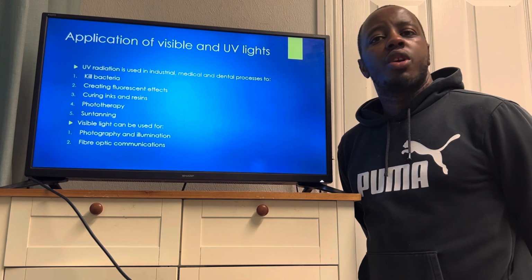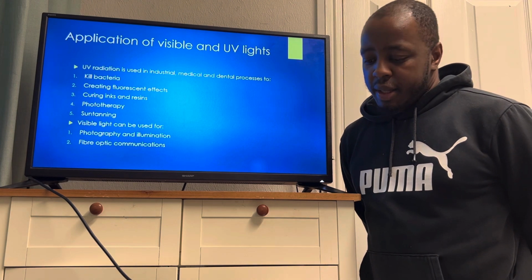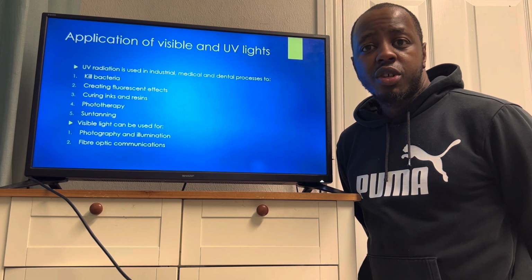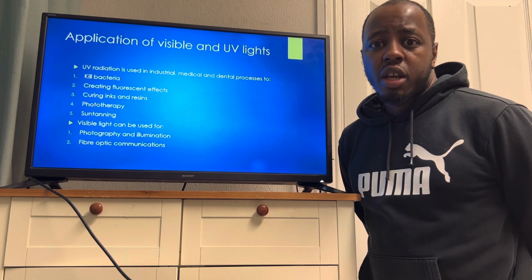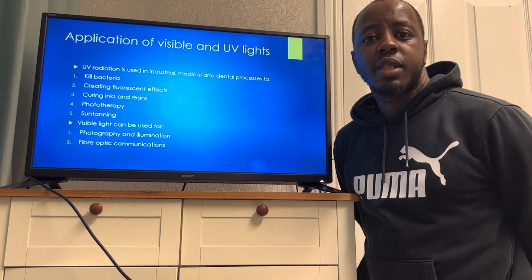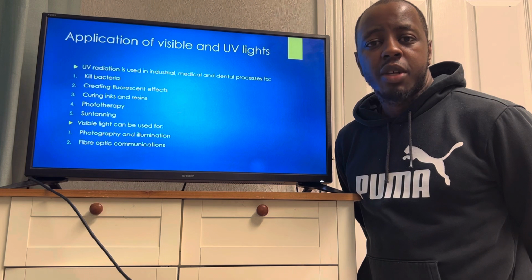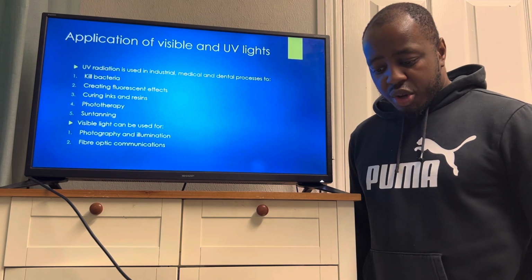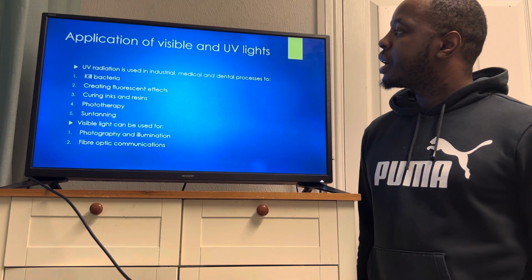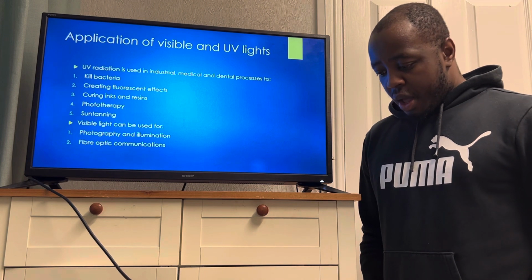Then it's used to curing inks and resins, phototherapy, sun tanning. Sun tanning can either be natural or artificial. Okay, you can get sun tanning directly from the sun by simply lying outside when it's sunny, or you can use machines, man-made sun tanning machines, and that's it. So UV light can be used for photography, illumination, fiber optic communications, which is basically your phones and whatnot.